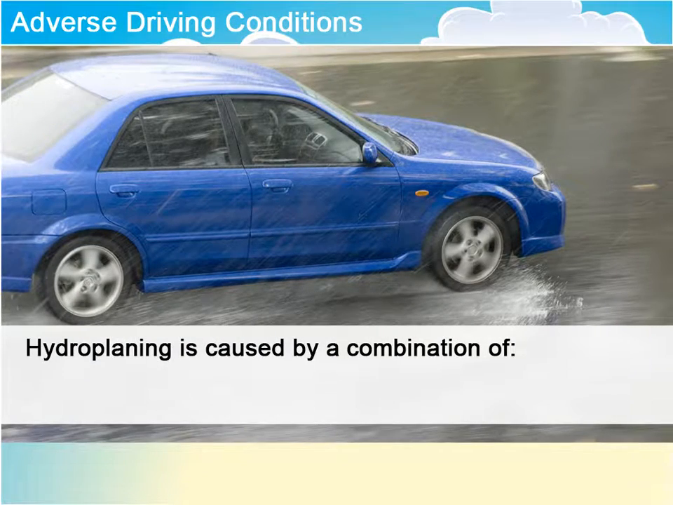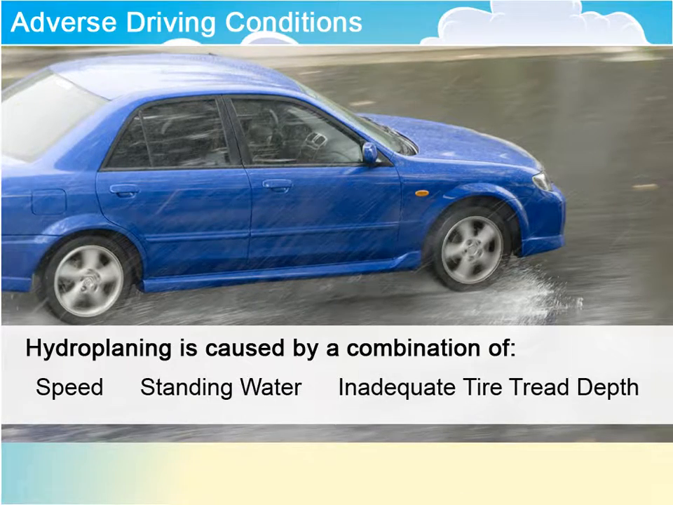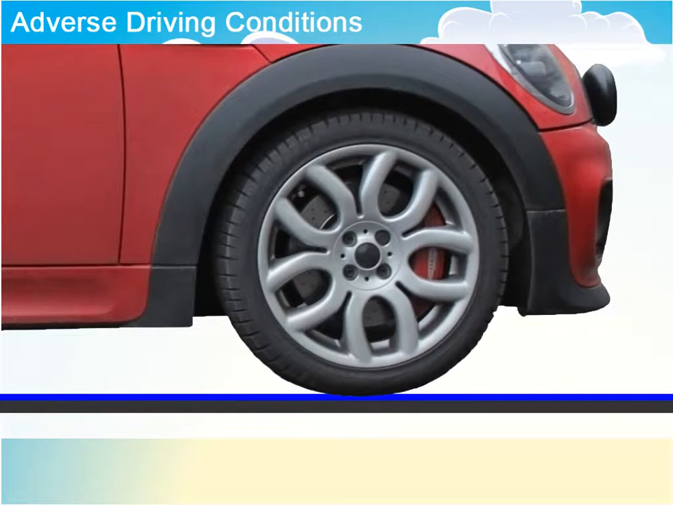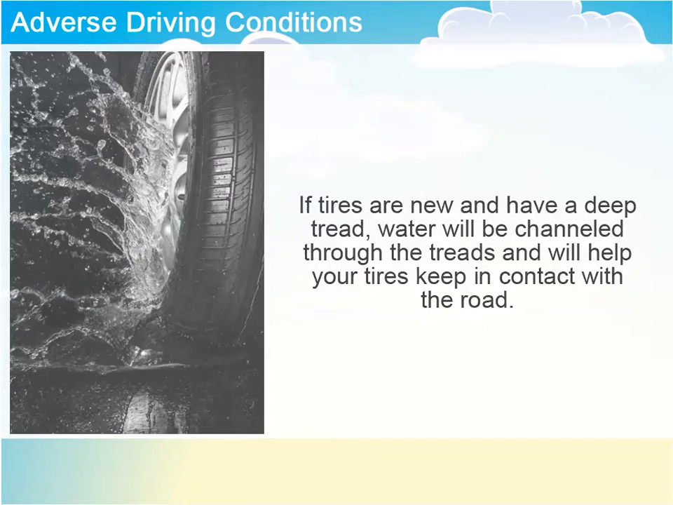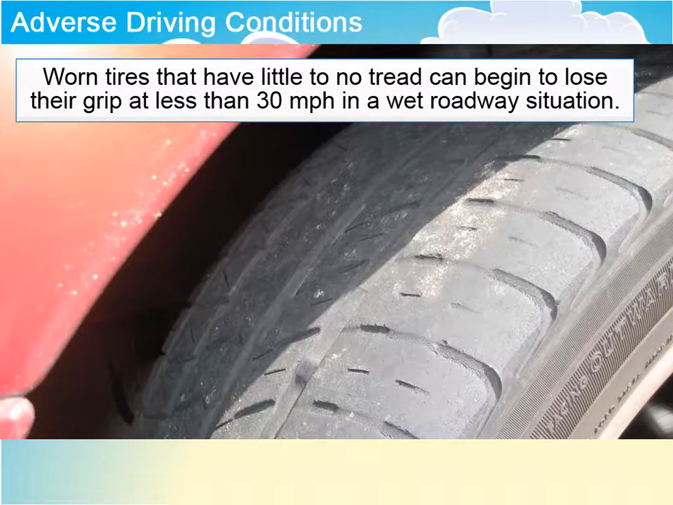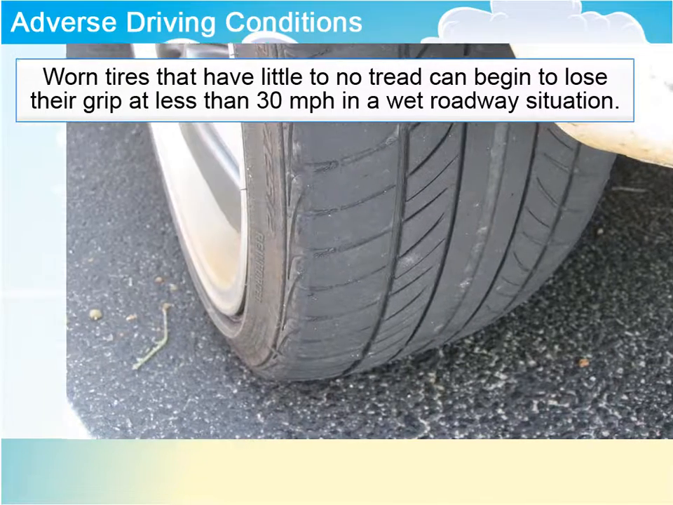Hydroplaning is caused by a combination of speed, standing water, and inadequate tire tread depth. When a tire is hydroplaning, it is riding on the surface of the water instead of making contact with the road surface. If tires are new and have deep tread, water will be channeled through the treads and will help your tires keep in contact with the road. Worn tires that have little to no tread can begin to lose their grip at less than 30 miles per hour in a wet roadway situation.